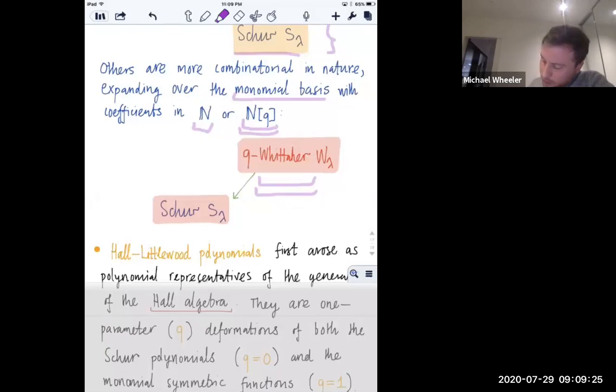And so you see the Schur functions are very special. Somehow they live at the base of the hierarchy, and they have not only the symmetrization type formula, but they also have a combinatorial formula in terms of Young tableaux, as I'm sure is well known to many people here.